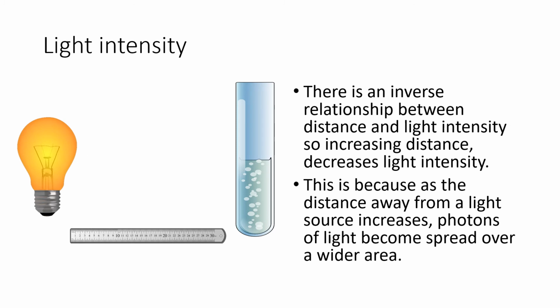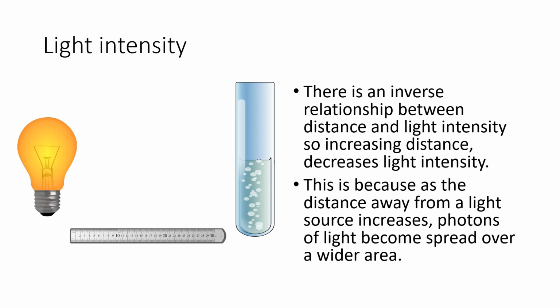This last bit in the higher paper relates to the common practical that's carried out in photosynthesis, where you get some kind of plant in water and you move a light source closer or further away from it, and you measure the rate of gas production by that plant in the water, either in the form of bubbles or in the form of volume of gas given off, and you can make an inference in terms of the rate of photosynthesis.